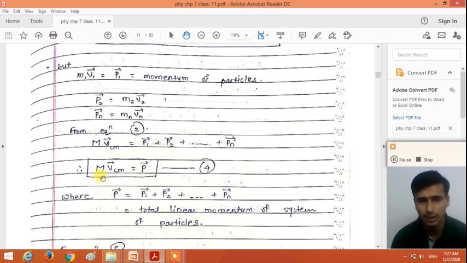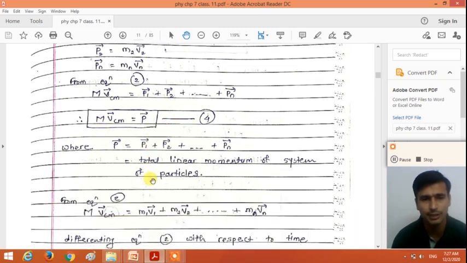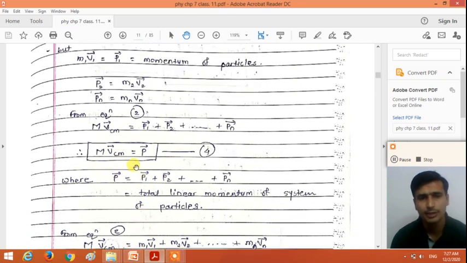So total mass into the velocity of the center of mass is equal to the total linear momentum of the system of n particles, right? So from this equation we can say that the total linear momentum of the system of n particles is equal to the product of the total mass and the velocity of the center of mass. Understand?